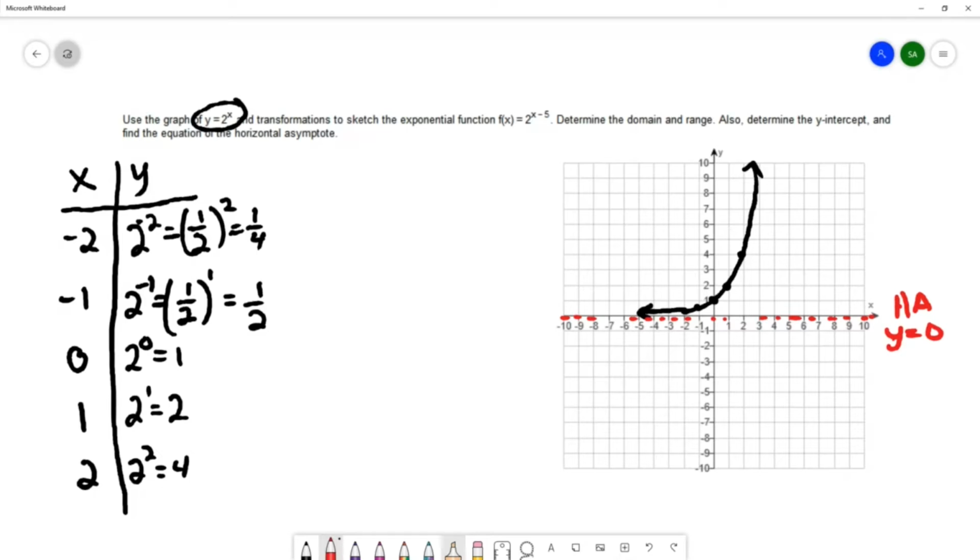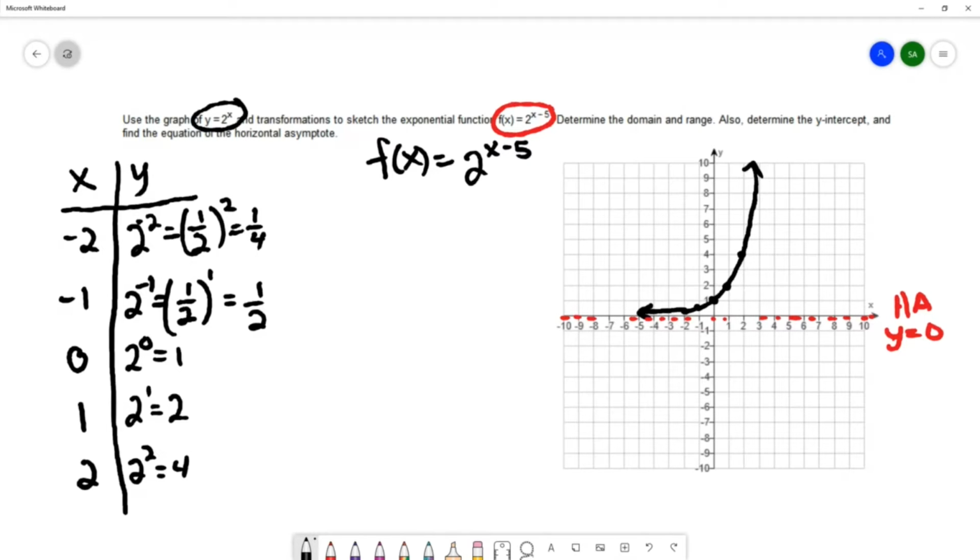And what we want to do is use this basic function to graph this function here, f of x equals 2 to the x minus 5. So our function is f of x equals 2 to the x minus 5, and we want to use transformations to draw that graph.